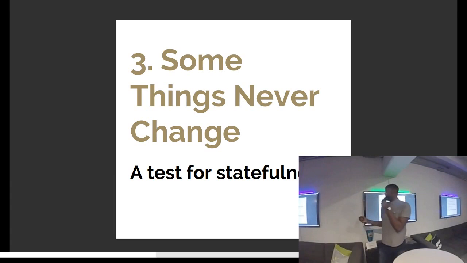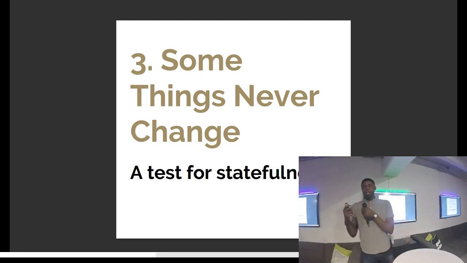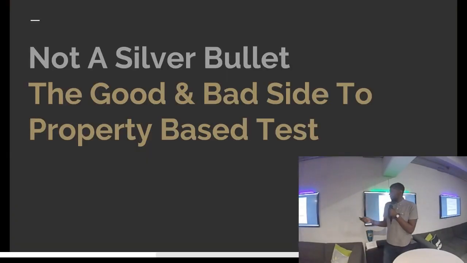The third pattern is some things never change. This is a test for statefulness. With this property, you just verify that something doesn't change. A good example would be a collection. Say you had a process that ran against a collection, and you're not expecting the size of that collection to change. That would be a good thing to test that is always true. Another example would be the depth or height of a tree. If you have a balanced tree, you can run your process against the tree and then try to verify that the height or the depth hasn't changed.